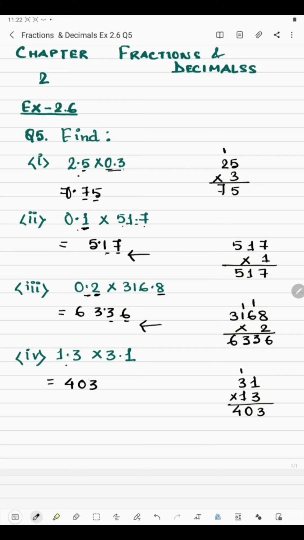Now here after the decimal 1 digit and here after the decimal 1 digit. So in the answer we will have to put 2 digits after the decimal. So 1, 2. So here will be the point. So the answer of the fourth part will be 4.03.